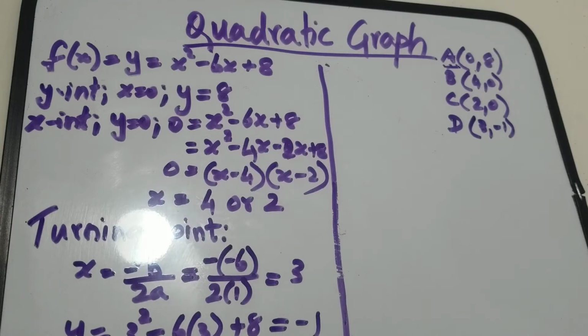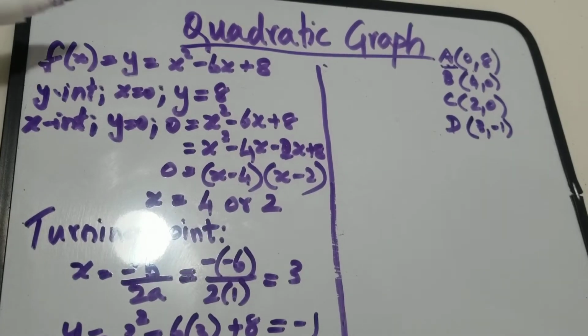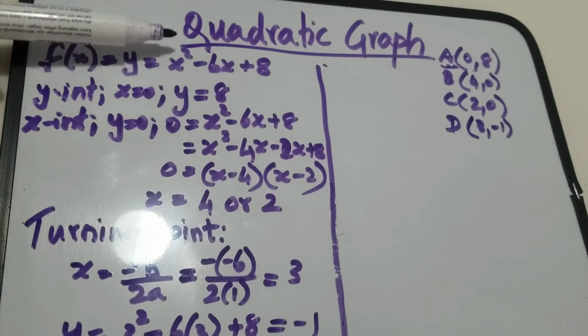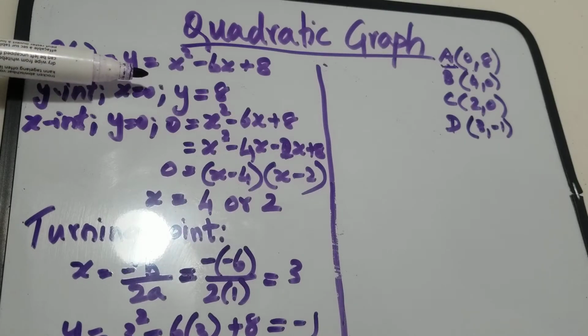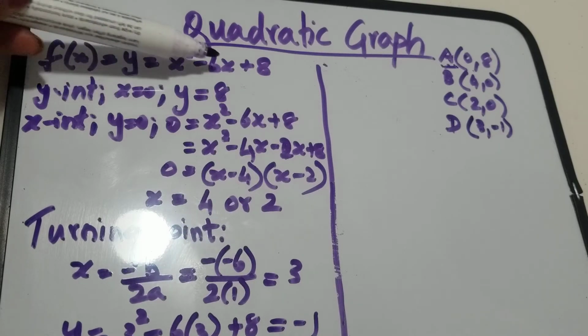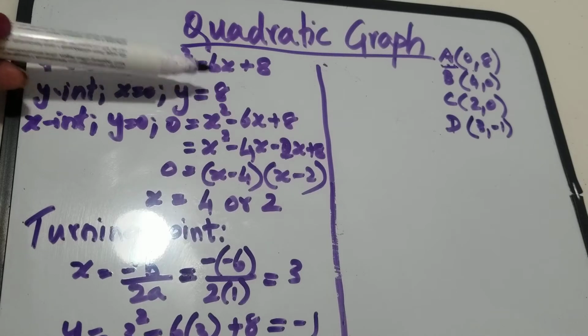Let's sketch the graph of a given quadratic equation, f of x, which is nothing but y, equals x squared minus 6x plus 8. The first point is to determine the y-intercept, which happens at x equals 0. Substituting x equals 0, we have y equals 8.